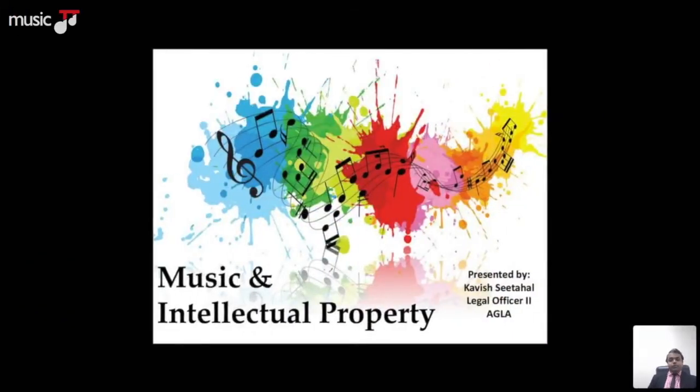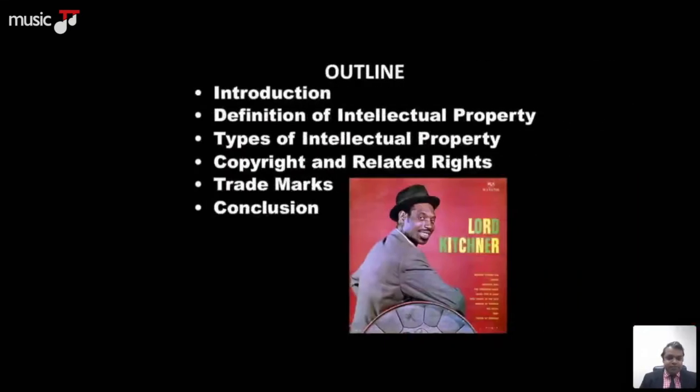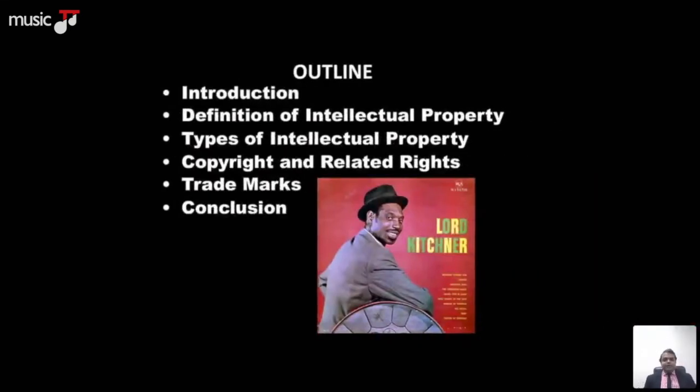Today I'm going to talk to you about music and intellectual property. Great stuff. Just as a quick outline, we're going to talk first about the definition of intellectual property. So we want to define what IP is. We're going to talk about the types of intellectual property. We're going to talk specifically about the types of intellectual property involved with music, which is copyright and related rights and trademarks for the most part. And then we're going to wrap it up with a nice neat bow.